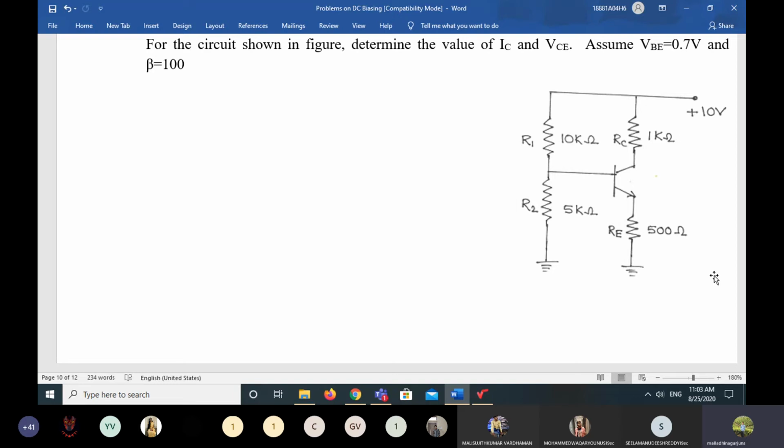So here we need to calculate IC and VC, that is the operating point, simple. Before applying the KVL equation to the base circuit and collector circuit, we have to draw the equivalent circuit. What is the equivalent circuit for this voltage divider bias circuit, that I will show you.